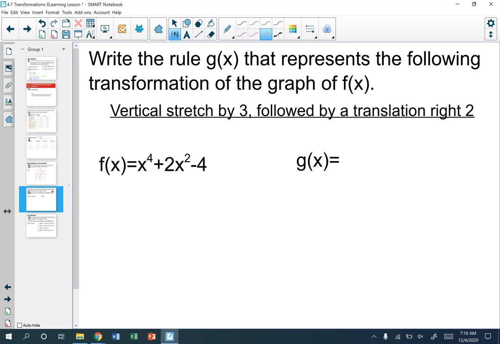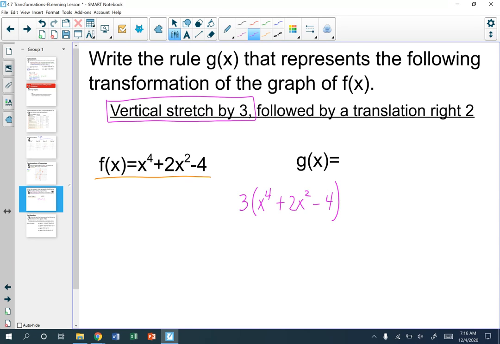Write the rule g of x that represents the following transformation. So we're starting with f of x equals x to the fourth plus 2x squared minus 4. Remember, let's do these one at a time because we have to first complete that entire first step before we can move on. So we first look at vertical stretch by 3. Remember, vertical stretches, we multiply on the outside, but we have to multiply everything. So we have 3 times (x to the fourth plus 2x squared minus 4).